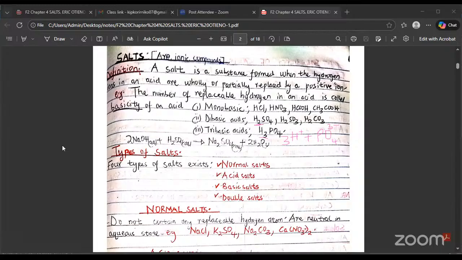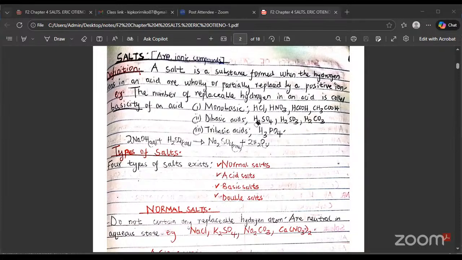Now we continue. The types of salts. So how salts are formed? Actually, I haven't written for you the ionic equations. Hapa juu pale nilikuwa naandika sodium replacing the hydrogen. So we have the ionic equations. We'll talk about that one down.